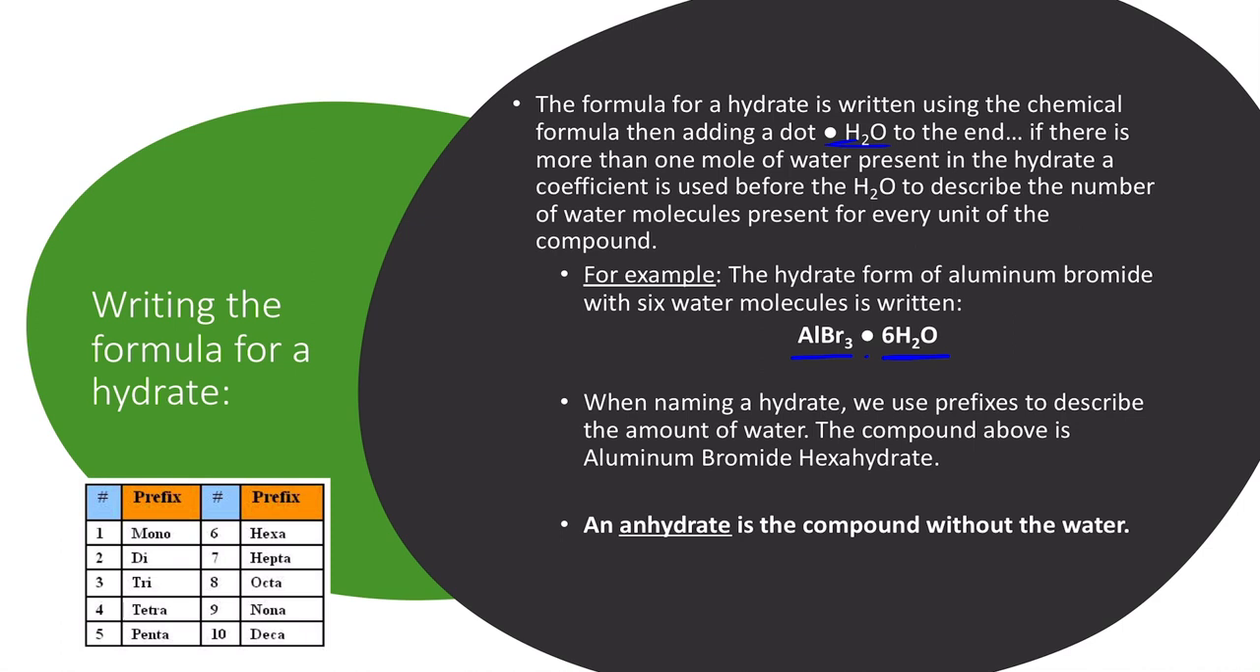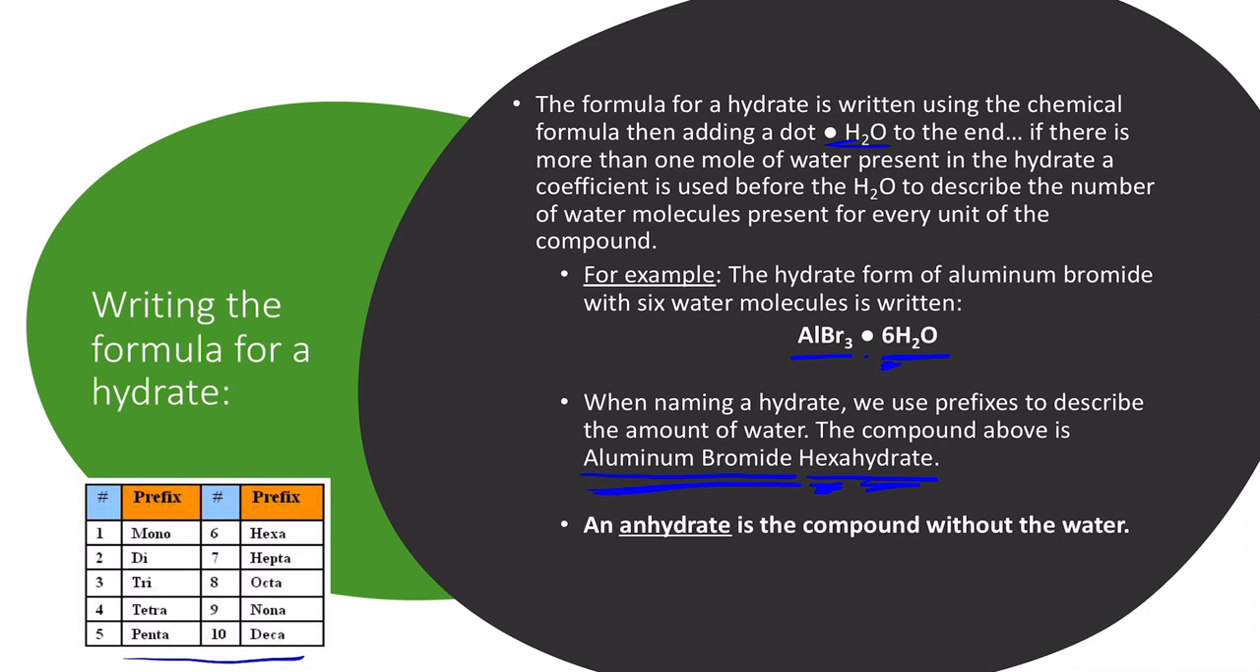So when we're naming a hydrate, we have to use prefixes to describe the amount of water. So we've used prefixes before when we named covalent substances. But here, since we're describing the moles of water, we would just use the same prefixes to describe how many moles or how many water molecules there are. All right, so for example, the same compound would have the name aluminum bromide hexahydrate, right? So we just use the word hydrate, we add the prefix that indicates how many water molecules there are, and then we just attach that to the end of the compound's name.